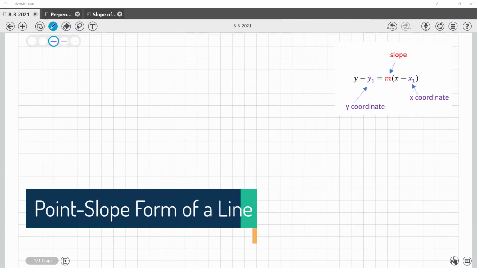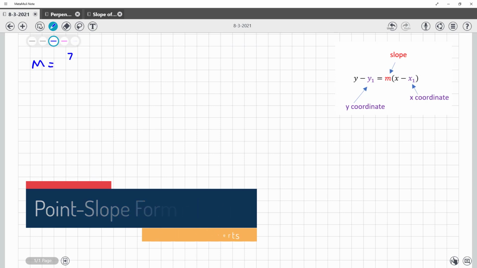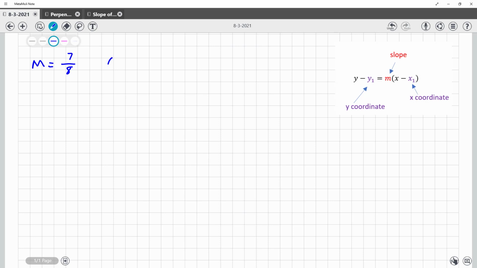All right, we want to find an equation of a line, and let's say we are given a slope of 7/8 and a particular point. When you are given a slope and a point, we use what's called the point slope formula. This point slope formula says y minus y1 equals m times x minus x1. This is the point slope formula.